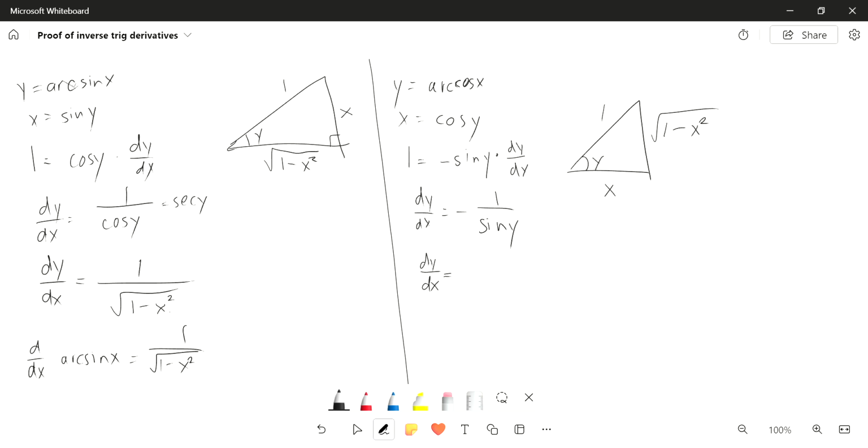And so now sine is opposite over our hypotenuse. So it's the square root of 1 minus x squared over 1. But we take the reciprocal of that. So it is negative 1 over the square root of 1 minus x squared. And I will rewrite this as cosecant actually.